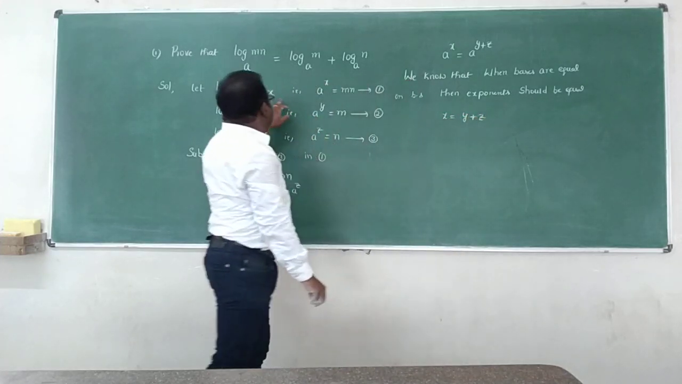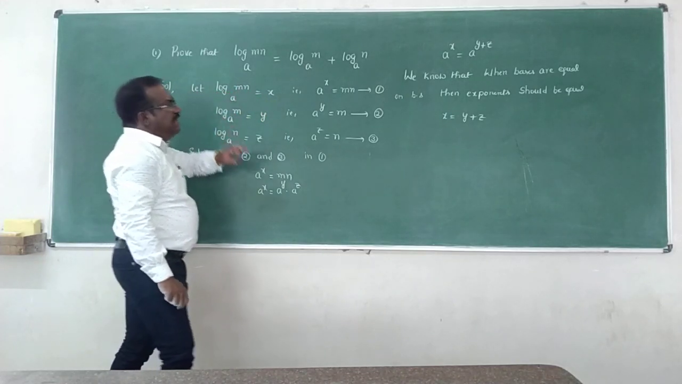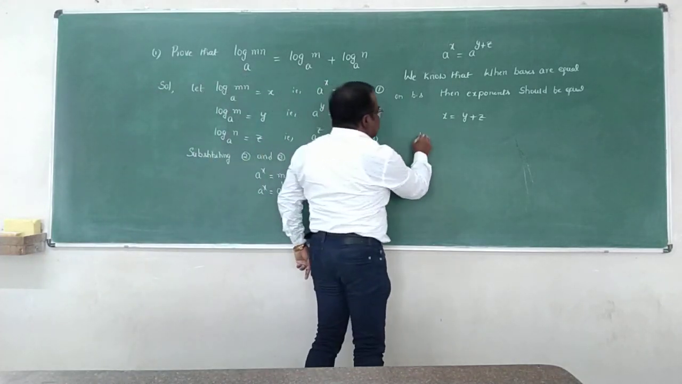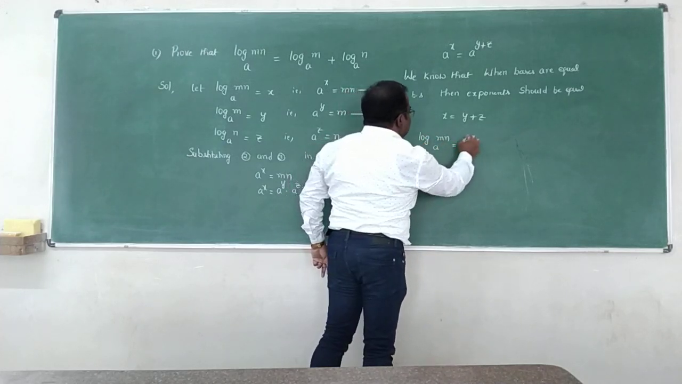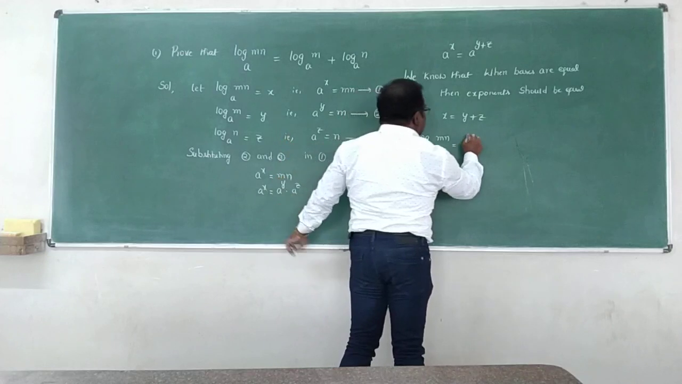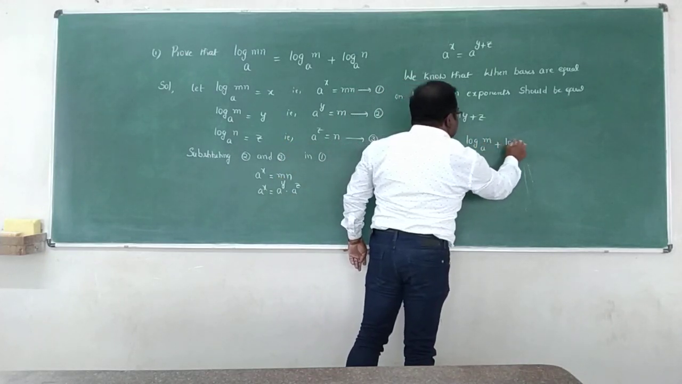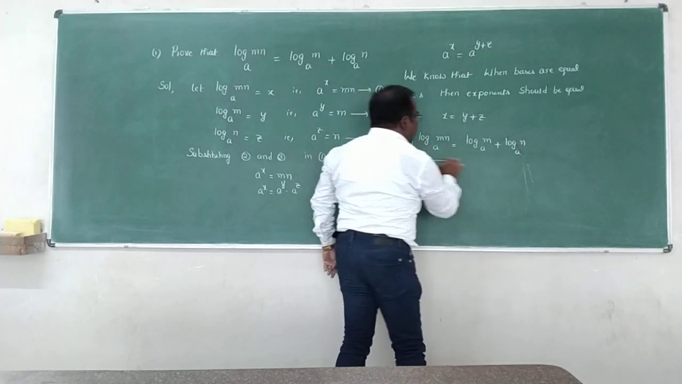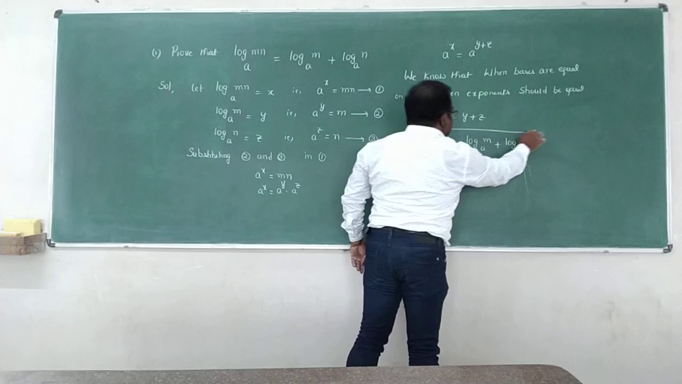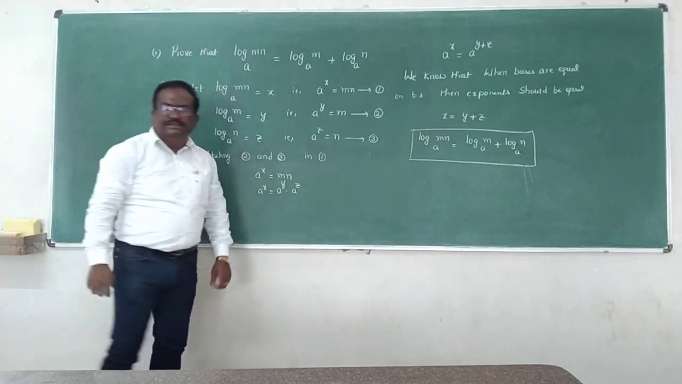What is x, children? We have assumed in the beginning, x is equal to log mn base a. That is, x means log mn base a is equal to y means log m base a, plus z means log n base a. This is the property number 1, children. This is the first property in this logarithm. Note down, children, this property.